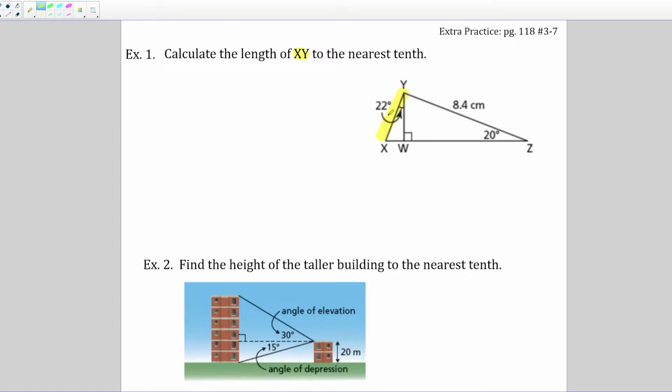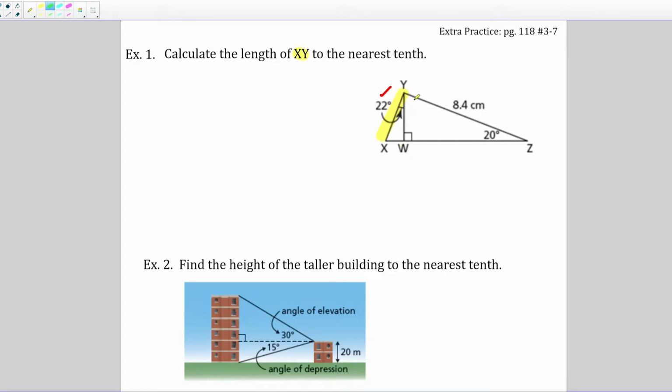And we know that for any side length that we're trying to find, we need two things. We need, first of all, a known angle, which we do have. That's the 22. And we need another side length that we know. Well, unfortunately, we don't know XW and we don't know YW. But thankfully, we know that we're dealing with a double triangle situation here. So we're going to look at the shared side length, which in this case is YW.